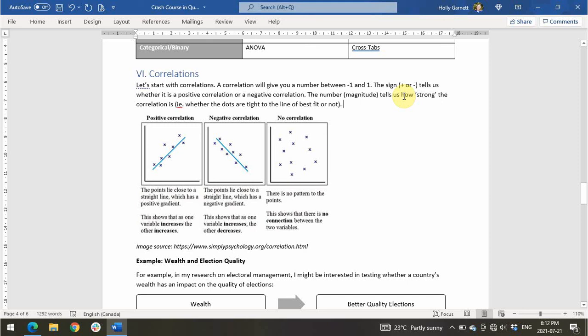So a correlation actually will give you a number between -1 and 1. The sign, so plus or minus, tells us whether that is a positive correlation, so things are going up together, or a negative correlation. One thing is going up while the other thing goes down. The number, or the magnitude, tells us how strong that correlation is. So are the dots really close to the line, or are they all kind of spread out?